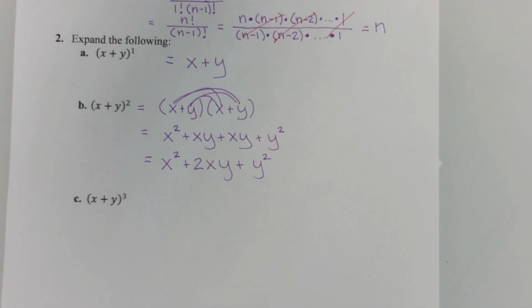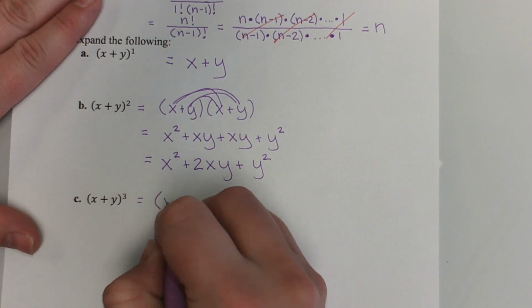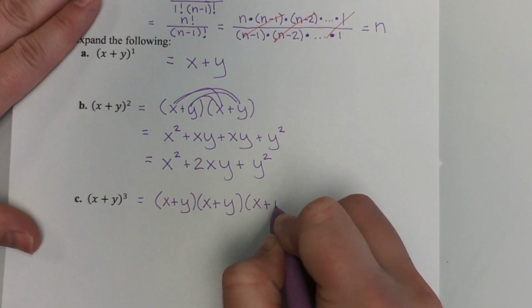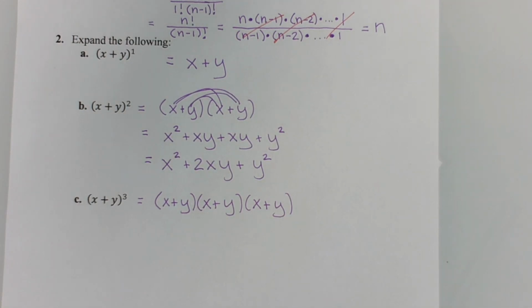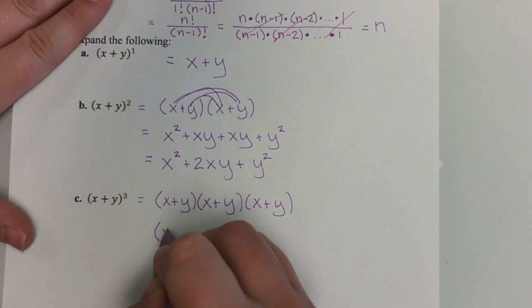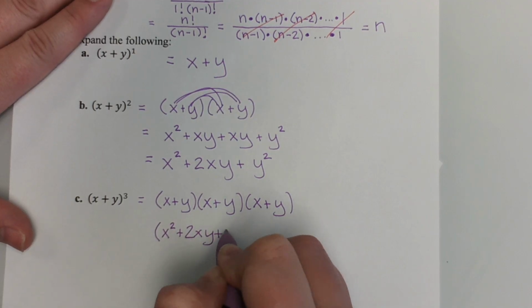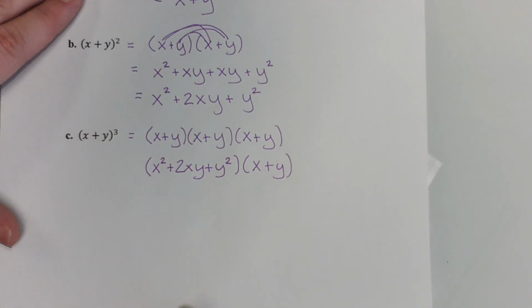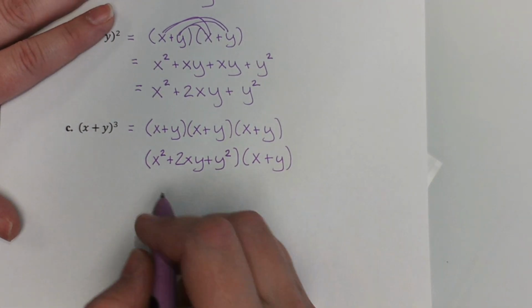To cube something is to multiply it by itself 3 times. How do you multiply 3 things together? Two at a time, and you're going to have to distribute twice. Hey, I already know that x plus y times x plus y is x squared plus 2xy plus y squared. I did it on the previous problem. It has to get multiplied by the x plus y.